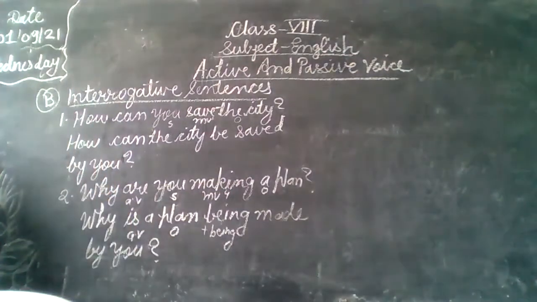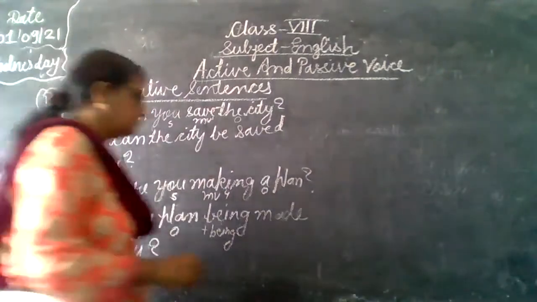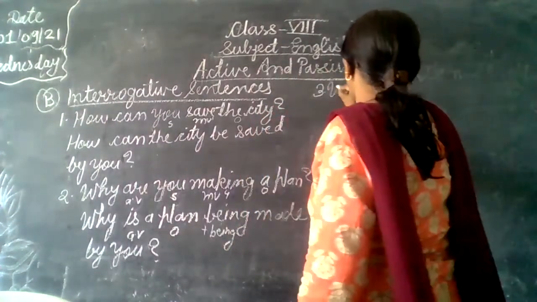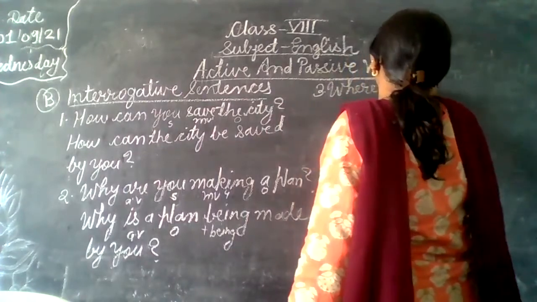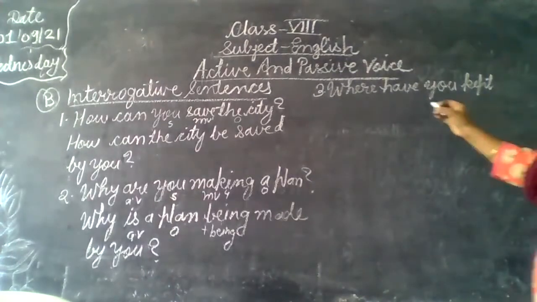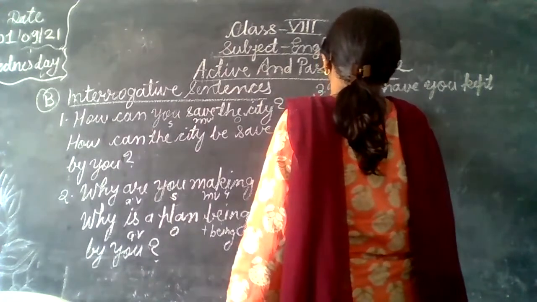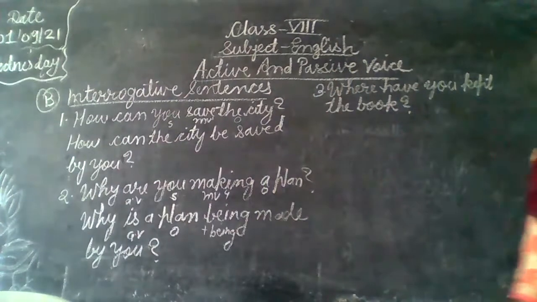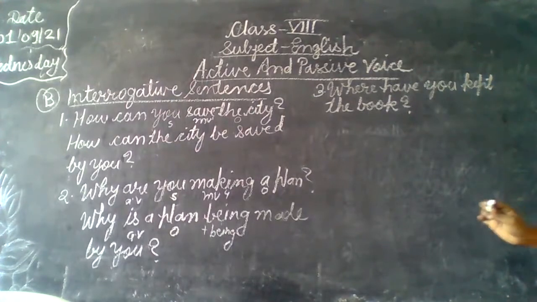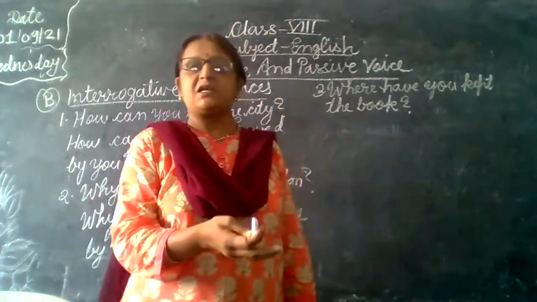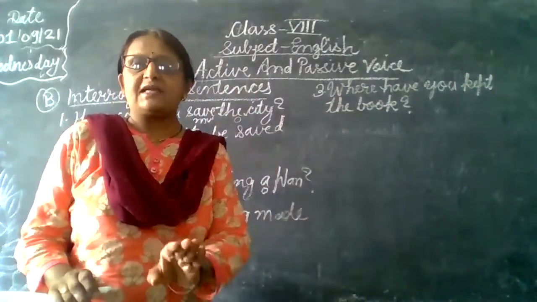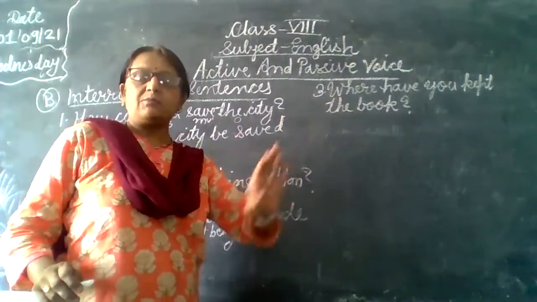The third sentence. Where have you kept the book? Now listen here, have is here and kept is the verb in the third form. So this sentence is in present perfect tense. In present perfect tense, when we change into passive voice, has been or have been is used depending upon the object. If the object is singular, you will use has been. And if the object is plural or I, at that time you will use have been.